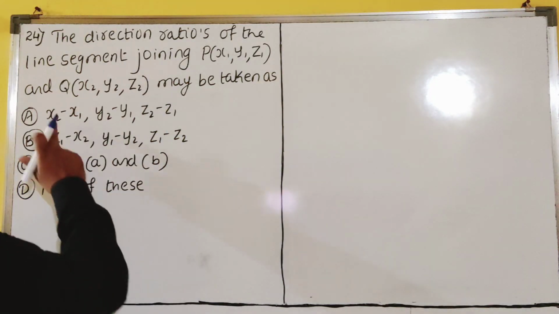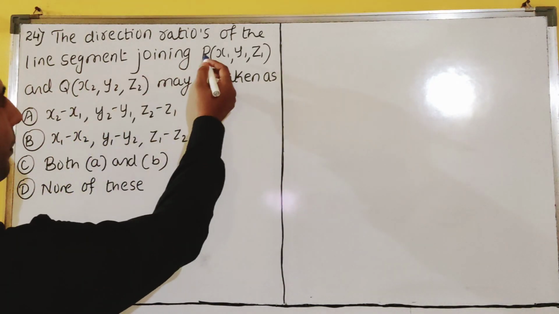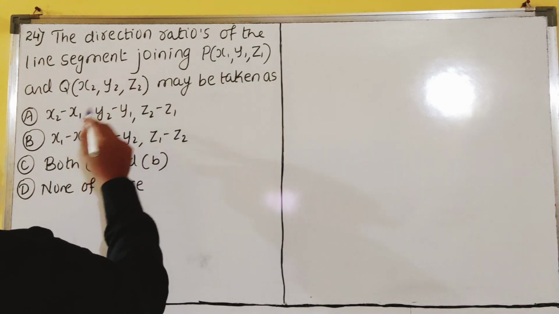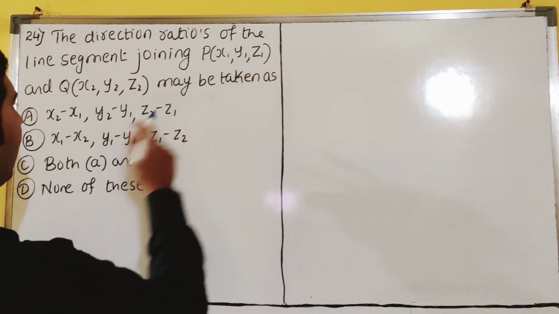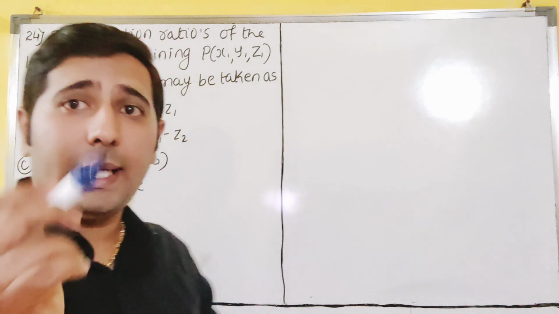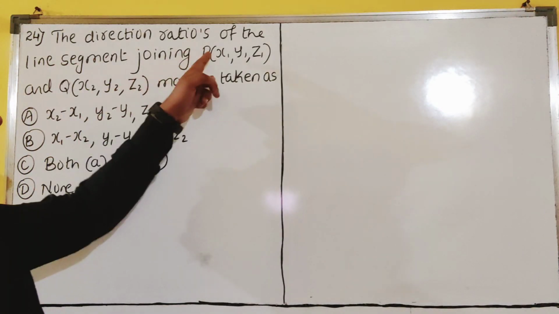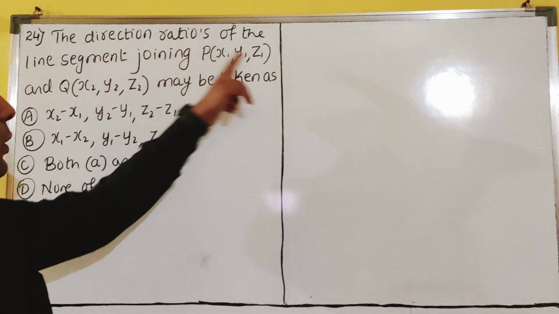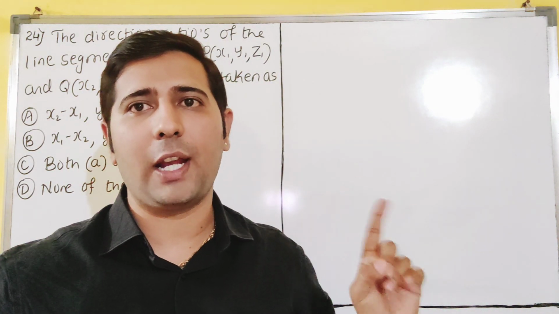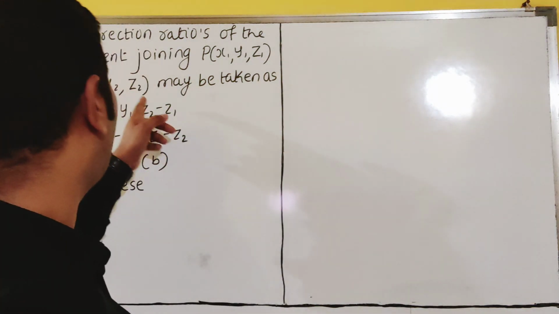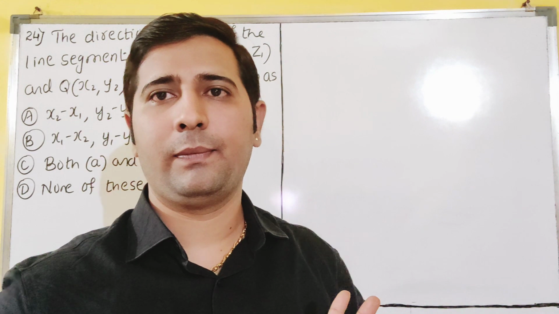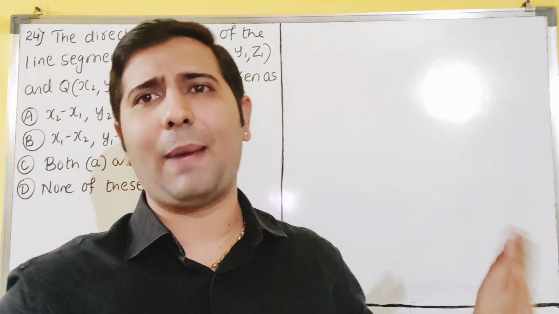I mean here x2 minus x1. PQ I will find as OQ minus OP: x2 minus x1, y2 minus y1, z2 minus z1. Maximum students will pick option A. A is also correct. B is also correct. I am saying x1 minus x2, y1 minus y2, z1 minus z2 is also correct, dear students. They are asking for the direction ratios. They are not telling you to go from P to Q. Whether it is positive or negative, it doesn't matter for us.